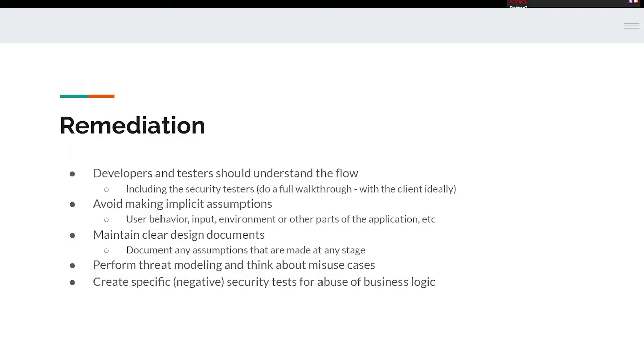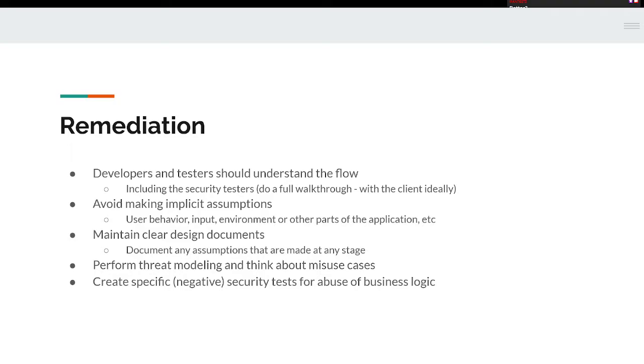Avoid making implicit assumptions. Like I just said, you can't make any assumption that the application is going to work in a specific way, because again, what if it doesn't? Maintain clear documents. Especially when you're talking about assumptions, if you are going to make an assumption, document it. Make sure that people know that the flow of the application is supposed to work in a specific way. And any flow diagrams, albeit they don't have to be exactly flow diagrams, but a logical flow through the application, document it. Just document it. It's not hard.